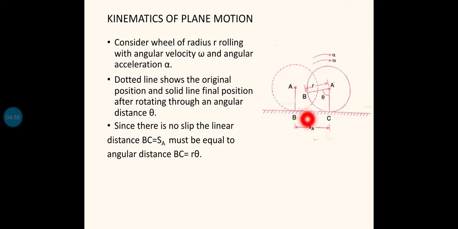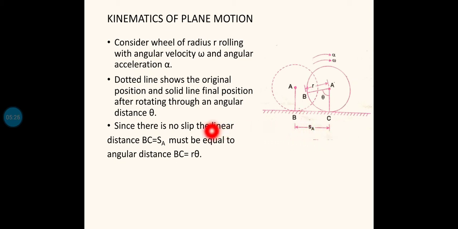This dotted line is the initial position of the wheel, and this thick line is the final position of the wheel after time t. The dotted line shows the original position and the solid line is the final position after rotating through an angular distance theta. During this motion, it covers an angular displacement theta, also shown in the figure, and the radius of the wheel is r. The linear distance covered is marked as SA.